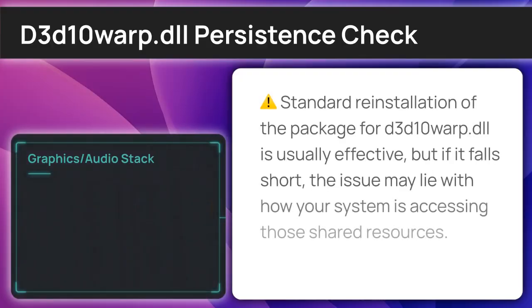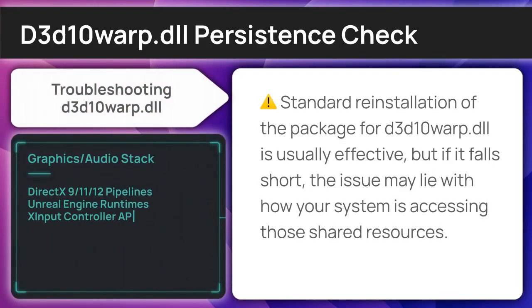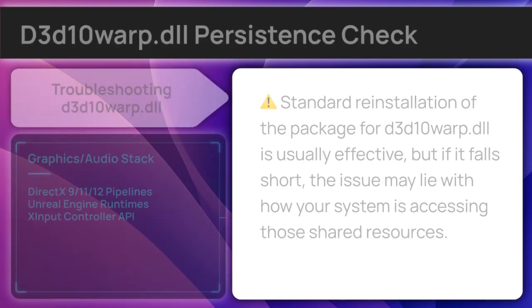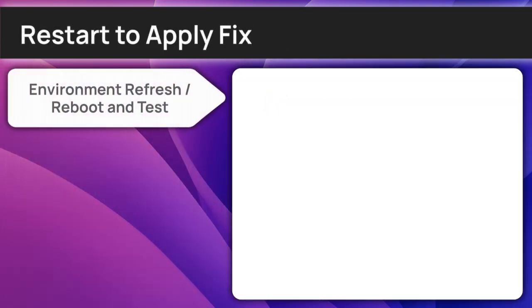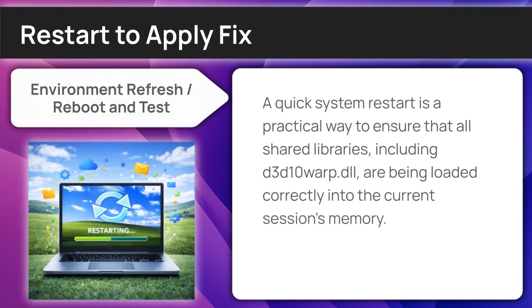In the event the error remains visible, it indicates we need to verify the environment's ability to register new shared resources. Performing a restart can determine if the error is just a transient environment glitch. A reboot refreshes your system's path variables and can sometimes re-establish a broken link to the Direct3d10warp file.